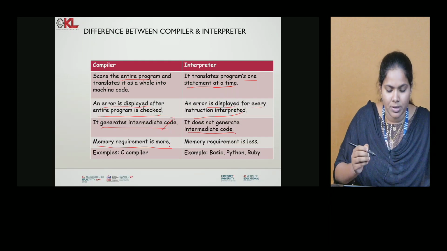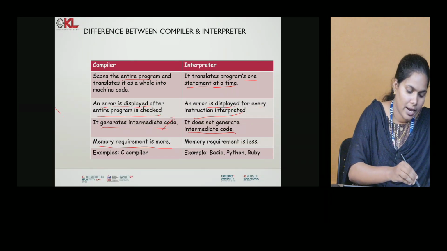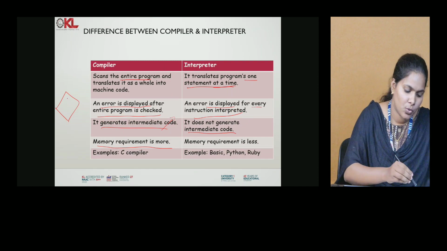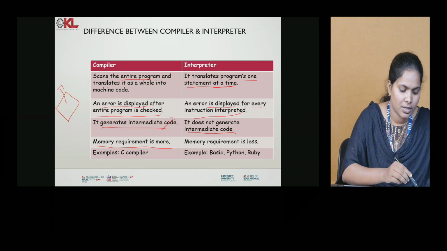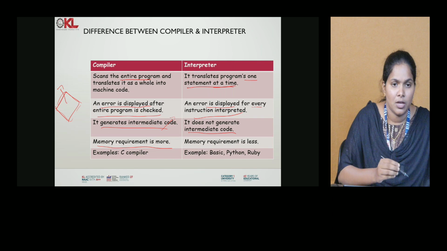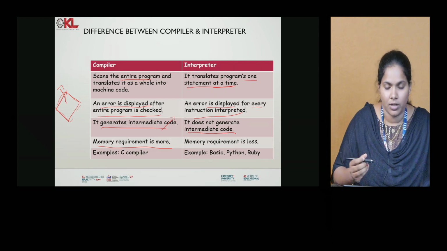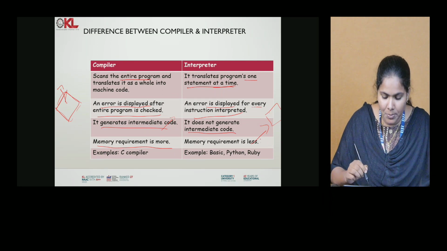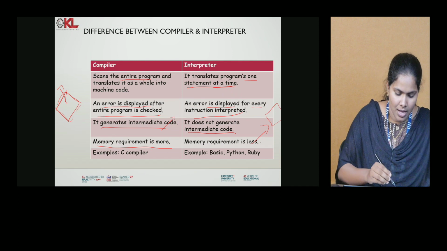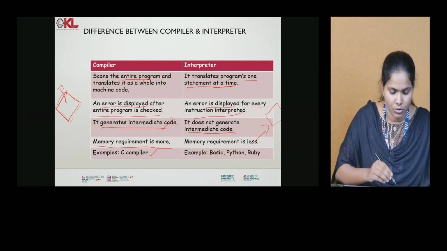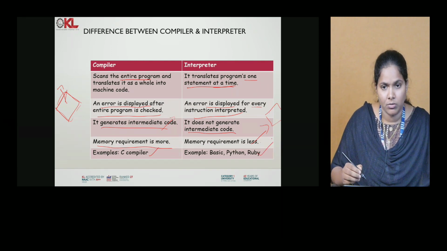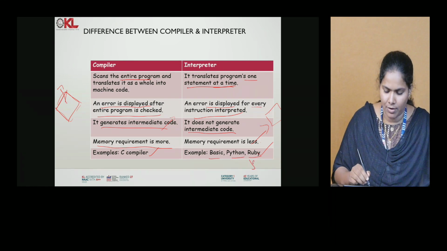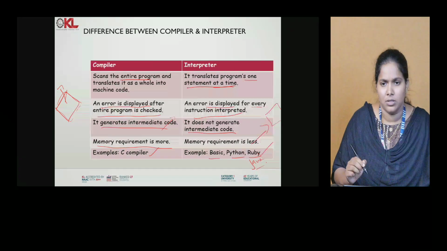And the memory requirement is more for the compiler because we are taking the entire program at once and storing it, right? In order to check the errors, first we need to store this program. That's why the memory requirement is more here. But for the interpreter the memory requirement is less. Why? Because we are taking it line by line. And the example for the compiler is the C compiler, which we already talked about. For the interpreter, the examples are basic Python and Ruby, right? Java also has a separate Java interpreter.